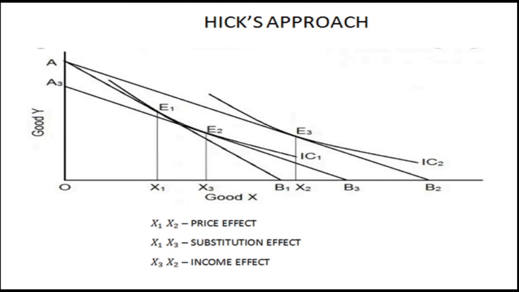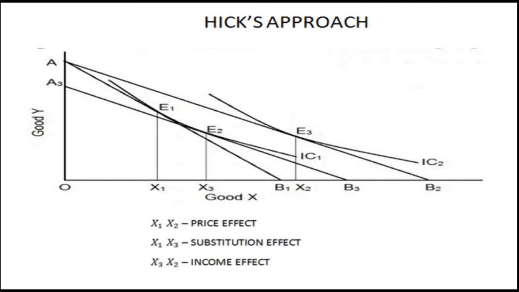So we have already derived the income effect and we have the price effect. Both the price effect and income effect are derived, and the substitution effect can be derived by subtracting the income effect from the price effect.